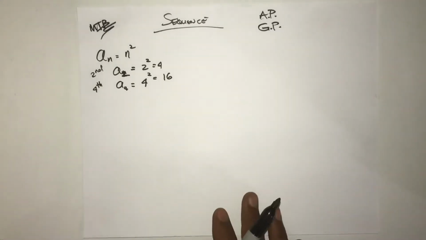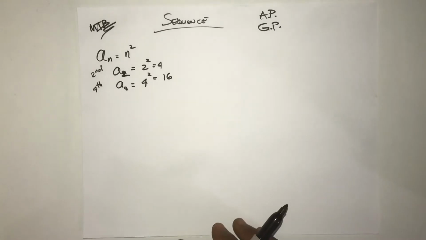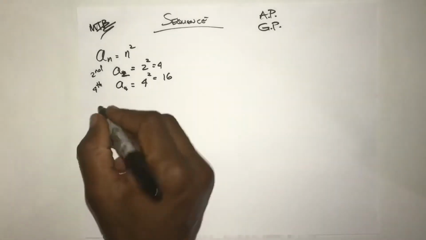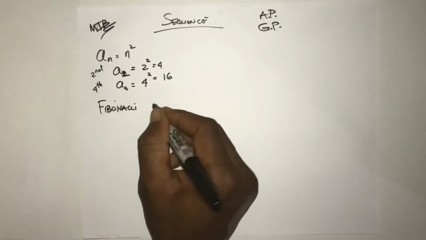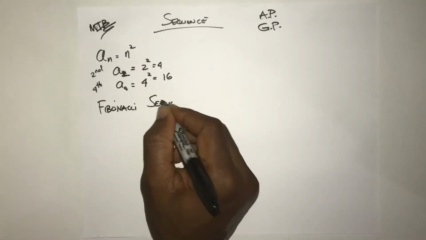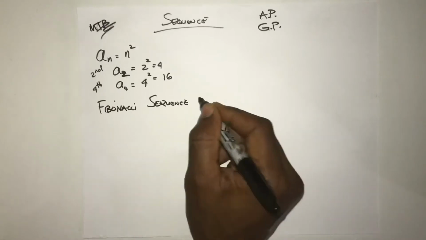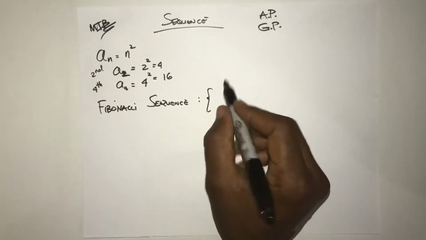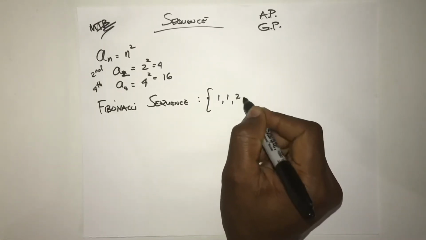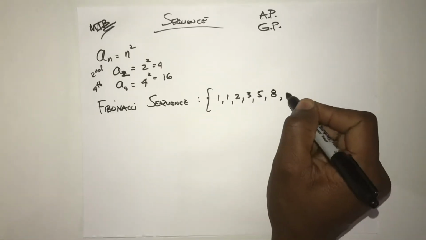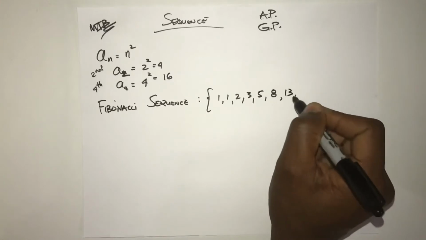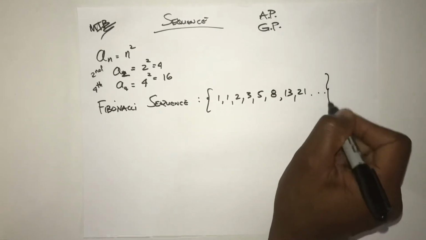Now, another way to look at the terms in a sequence is that they can be found by a relation between the terms preceding them. For example, the Fibonacci sequence. The Fibonacci sequence is denoted by 1, 1, 2, 3, 5, 8, and that would be 13, and this would be 21, and so forth, right?